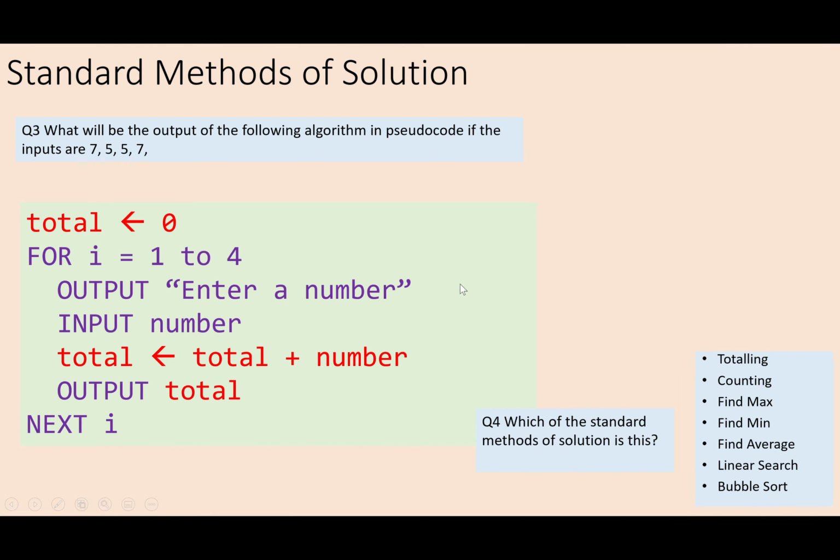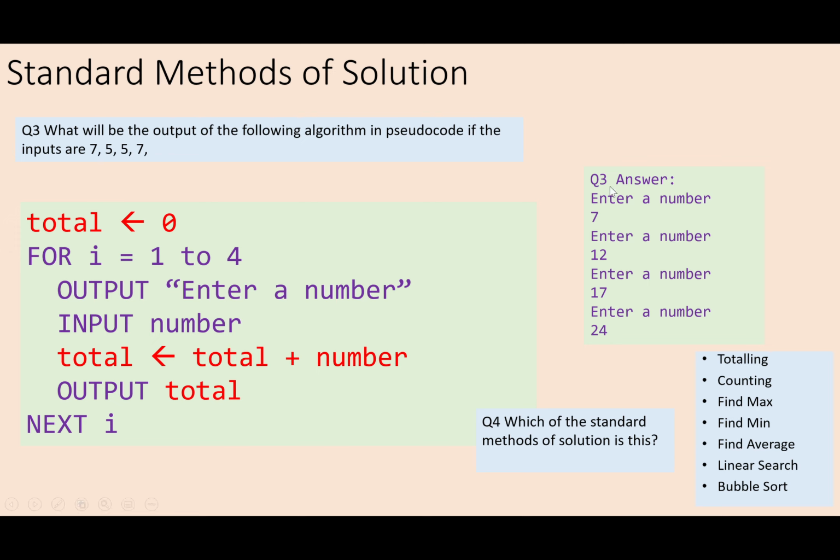Okay, for the next algorithm, we have got our algorithm here. There's a few clues as to what might be going on. So again, I'd like you to work through the algorithm, write down the outputs, and then once you've done that, try and decide which of the standard method solution this is. So pause the video, have a go, and then we'll have a look at the answer.